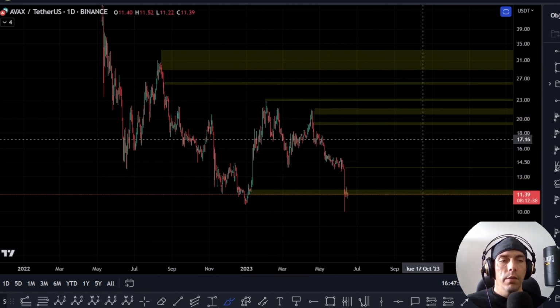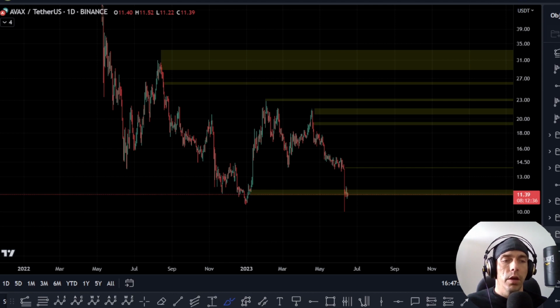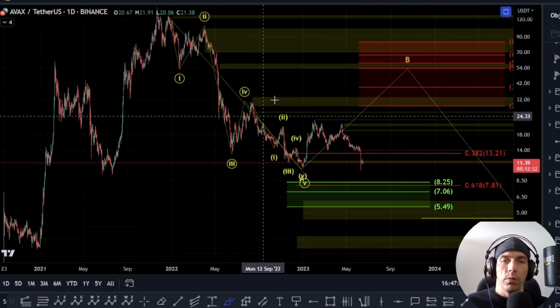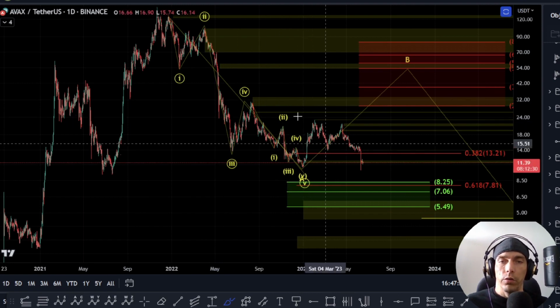Now we can still have a corrective structure here, so we're going to go over a couple of the ways we're talking about this. We're talking about the possibility of this being 1, 2, 3, 4, 5 and ending with a diagonal into this point here.